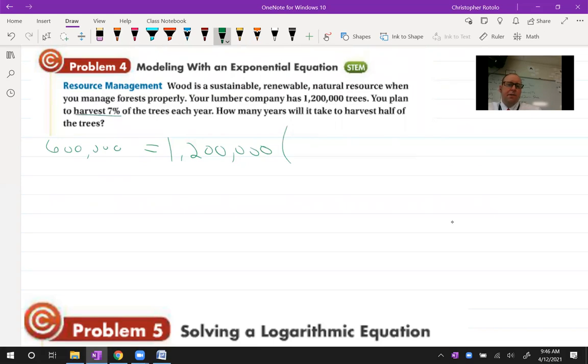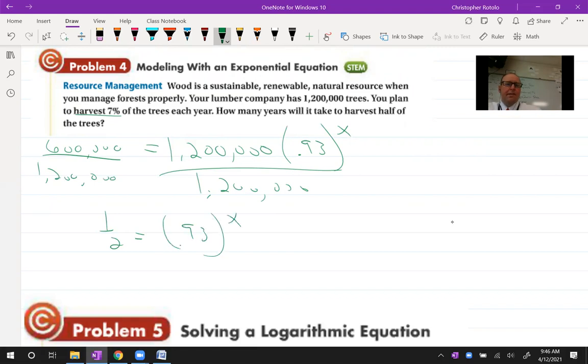We're going to harvest, right? We're going to take away 7%. We're going to keep 93% of the trees. Wow, that goes way back to the beginning of the chapter, right? We want to know how long until that happens. So here's what we do. We divide it by the 1.2 million. Guess what's going to come out here? 1/2, right?